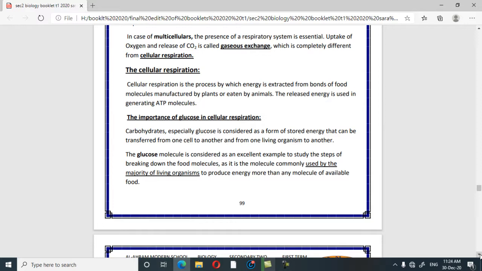But cellular respiration means extracting the energy from the bonds of the glucose molecule or the food molecules and using it to form the energy currency of the cell, called the ATP molecule. So this lesson is about how to extract this energy from the glucose molecule, how to form the energy by respiration. It occurs in 3 steps.